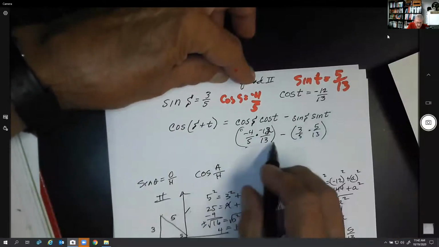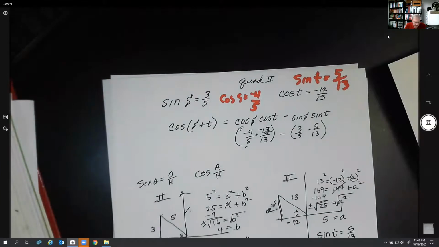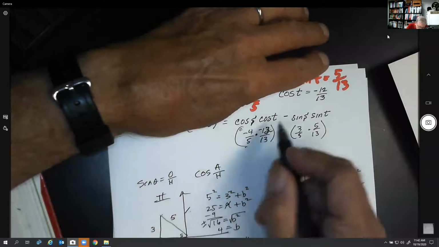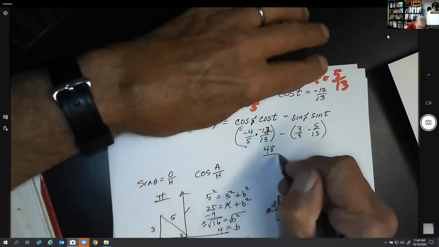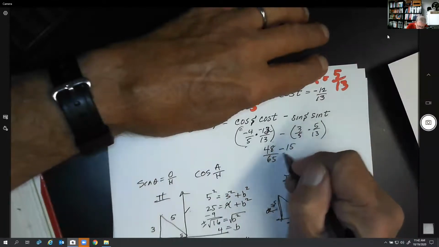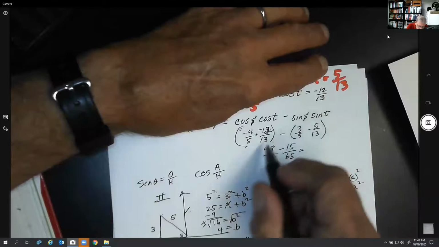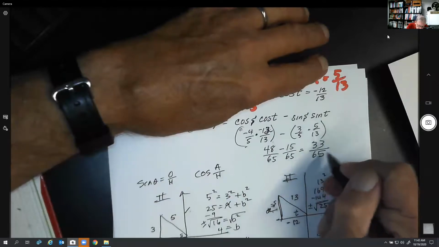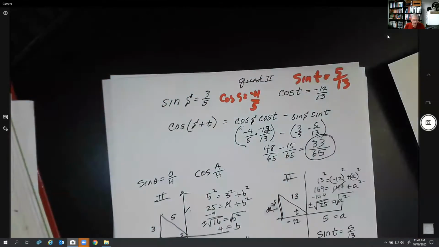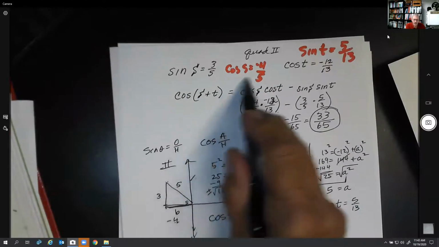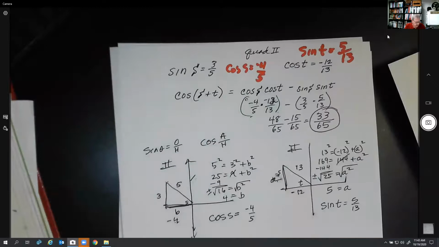Now notice these denominators are the same, which makes it kind of nice. So this is going to be positive 48/65 minus 15/65 equals 33/65. And that's our answer to this problem. But we had to do all this work to find these two missing items. So that's where the fun begins, huh?